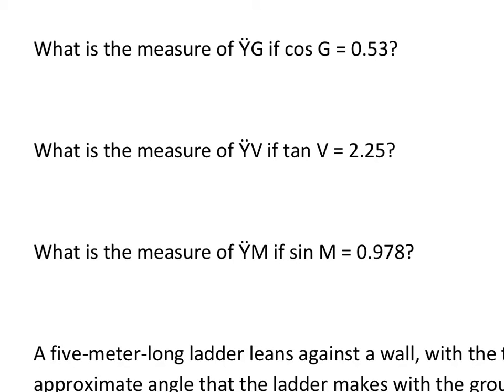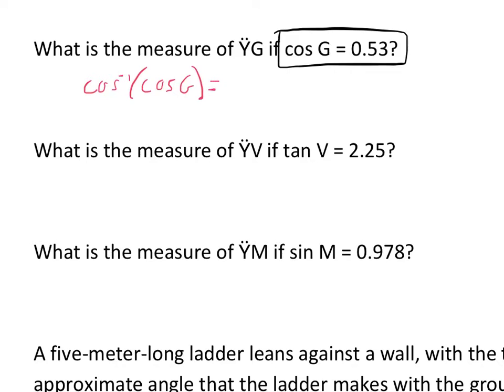So right now, to solve this problem for G, to find angle G, we have to solve for G. And to undo cosine, we will do cosine inverse of cosine G, but we have to do both sides. So in other words, just like undoing a square, we would square root. The opposite of cosine is cosine inverse.